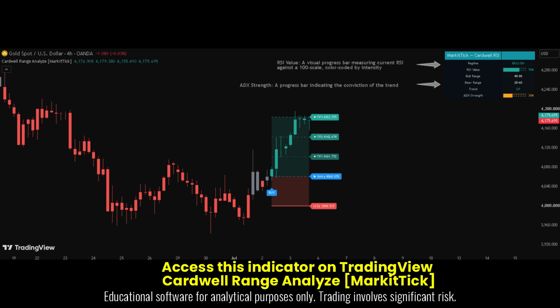Trend bias filtering, utilizing a simple moving average, ensures that analysis is performed in the direction of the macro trend, filtering out countertrend noise. RSI regime mapping, transitioning from a classic oscillator to a range-based filter, allows for the identification of specific bullish or bearish states defined by quantitative thresholds.